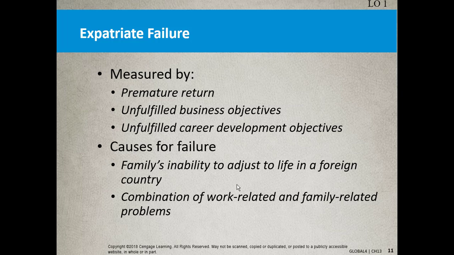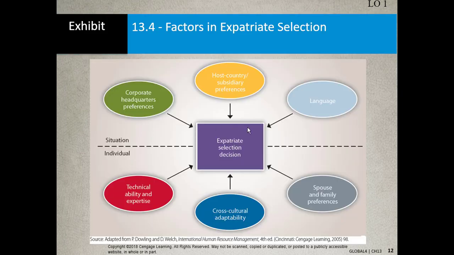So again, what are the factors for selection, right? There's the situation, which is going to have three factors, and the individual themselves. Let's start with the situation. First, there's the preference of the MNC. What are they looking for? Then there's the host country preference and, of course, language. Just about the worst thing you could do is send someone on an assignment like that who has not mastered the language. And then for the individual person, their technical ability and expertise. What is their cross-cultural adaptability? And what are the spouse and family preferences? As you can see, there's a lot to take into consideration.